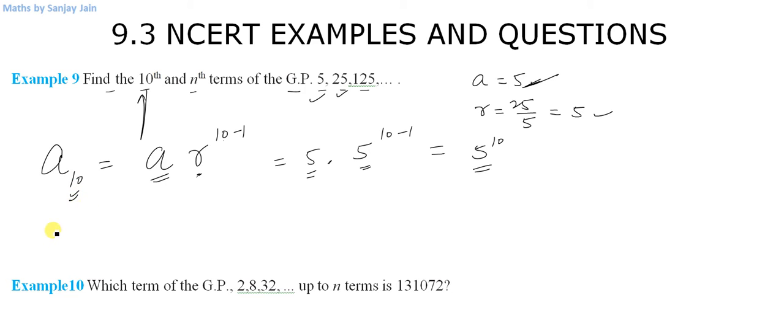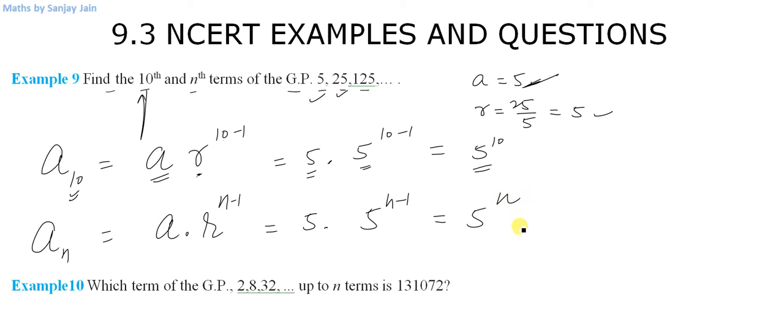Okay. What about the nth term? The nth term of this GP will be first term into common ratio raised to n minus 1. So 5 into 5 raised to n minus 1. So that will be effectively 5 raised to power n. This is the nth term of the given GP. Alright.